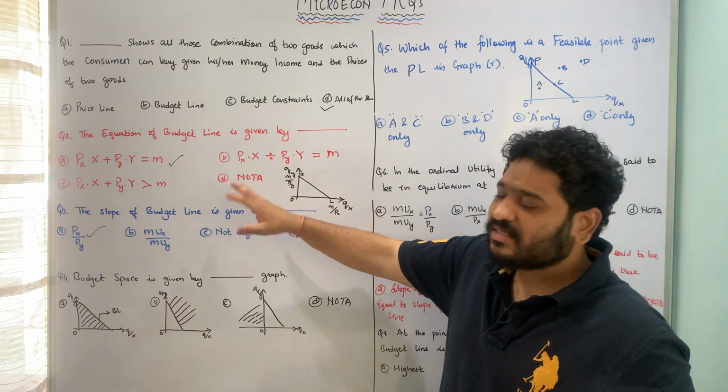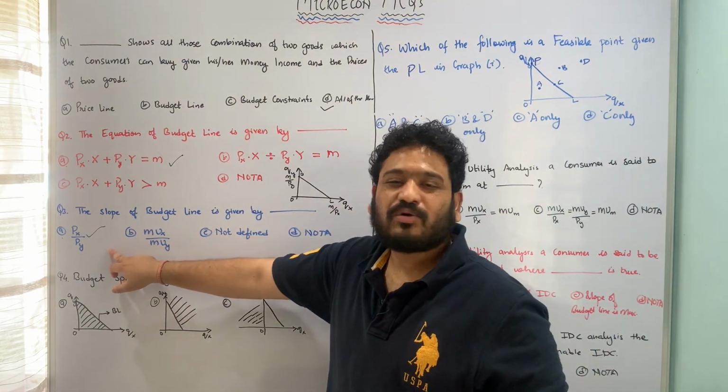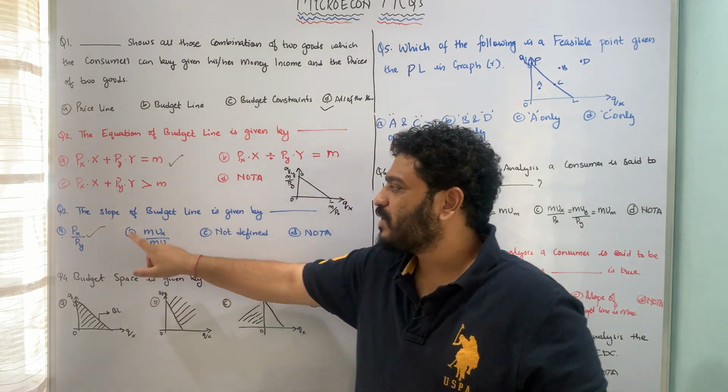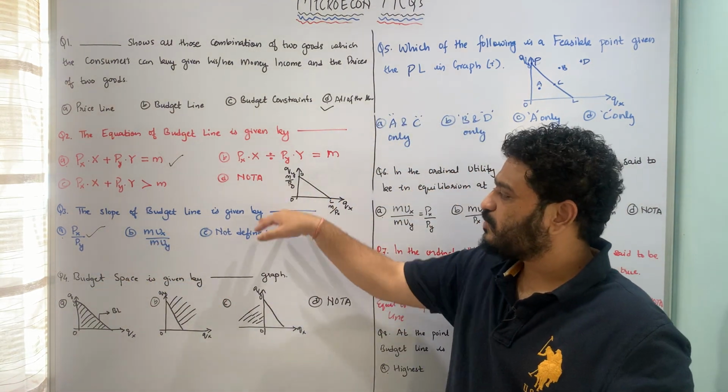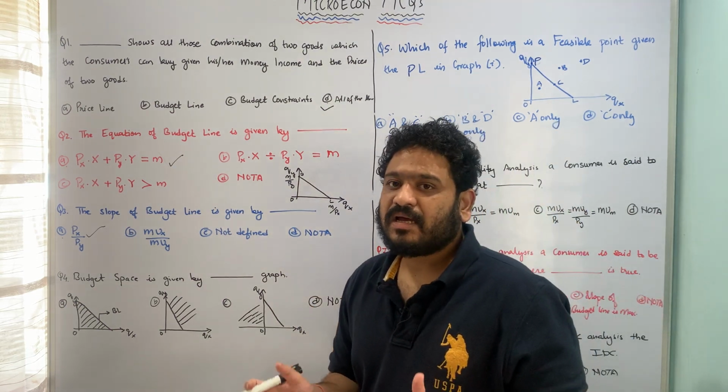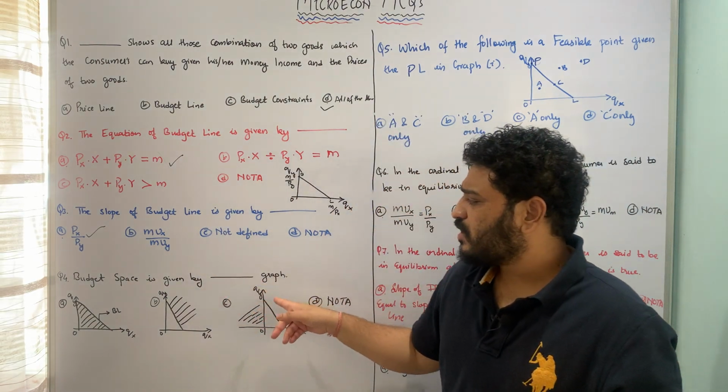So anyways, the slope of the budget line, if at all you want to remember, is price of x divided by price of y. Px by Py is the slope of the budget line. I hope this idea is pretty much clear. Let us now move to the next question, which is talking about budget space. So let us look at the question.